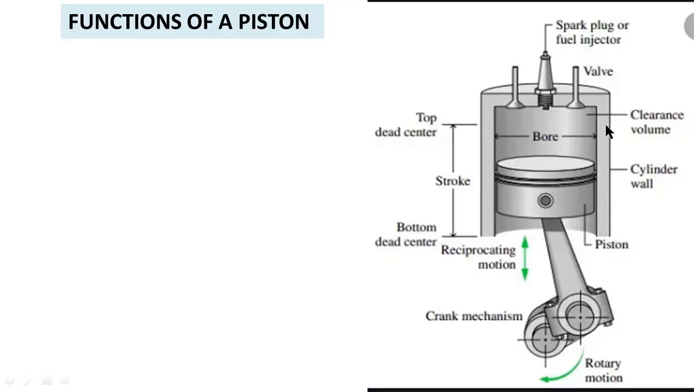This is the cylinder wall. These are the inlet and outlet valves. This one is a spark plug for SI engines or fuel injector for CI engines. This is the position of top dead center. This is the position of bottom dead center, and this is a gap or clearance. Here I will explain the functions of the piston parts.